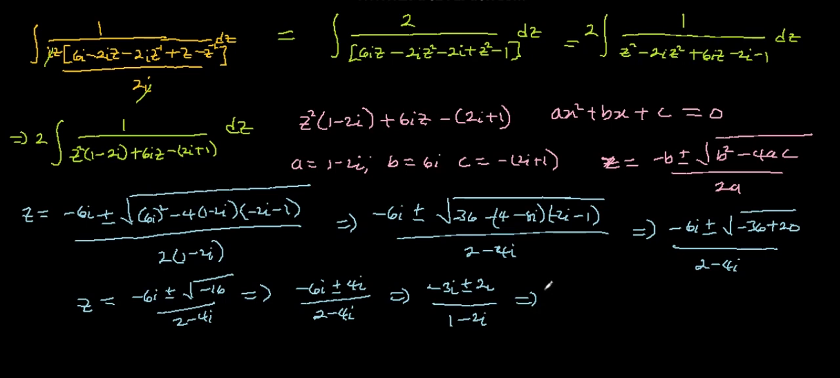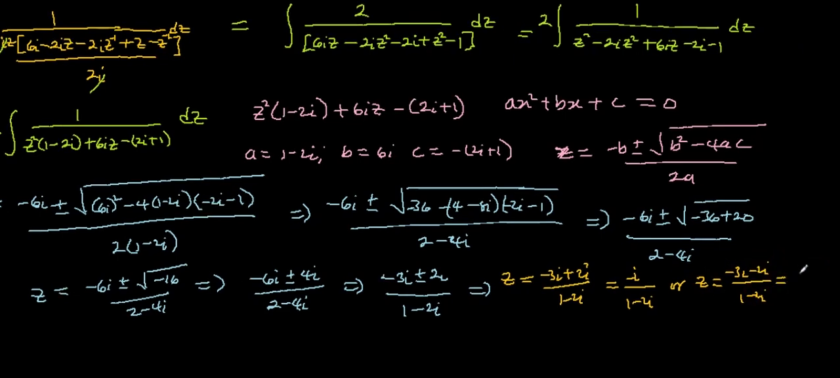So this will be equal to, now the value of z depends. z will be equal to minus 3i plus 2i divided by 1 minus 2i, which will be equal to minus i over 1 minus 2i, or the value of z will be equal to minus 3i minus 2i divided by 1 minus 2i, which will be equal to minus 5i divided by 1 minus 2i. Let's go to the next page to solve this more clearly.